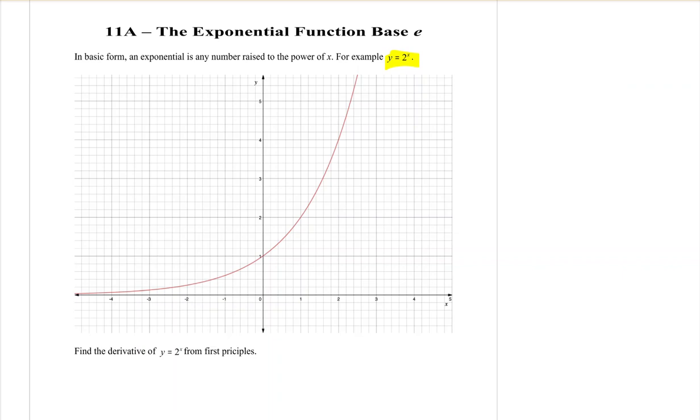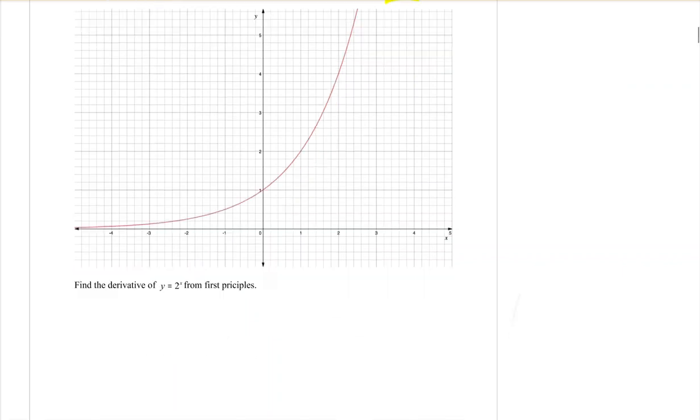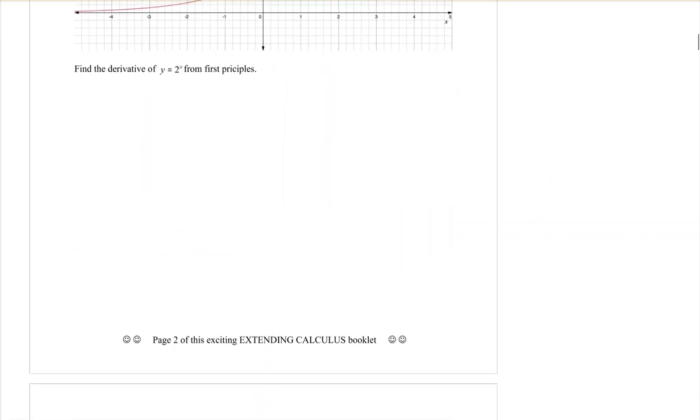So the first thing we're going to do, it says to differentiate y equals 2 to the power of x from first principles. Do you remember doing first principles? Yes. Oh, well, some yes, some no. Okay. So the first thing we need to do is we need to know what f of x plus h is, because that's a part of our formula. So everywhere where there is an x, you replace it with an x plus h. So it's 2 to the power of x plus h.